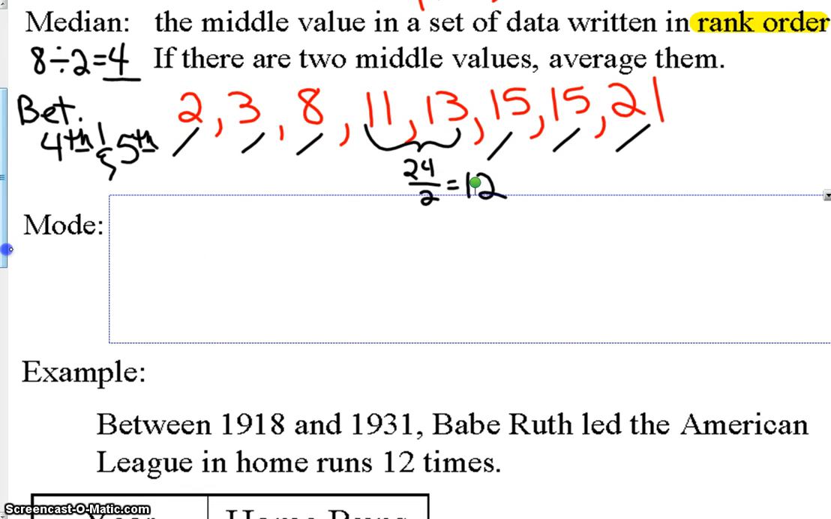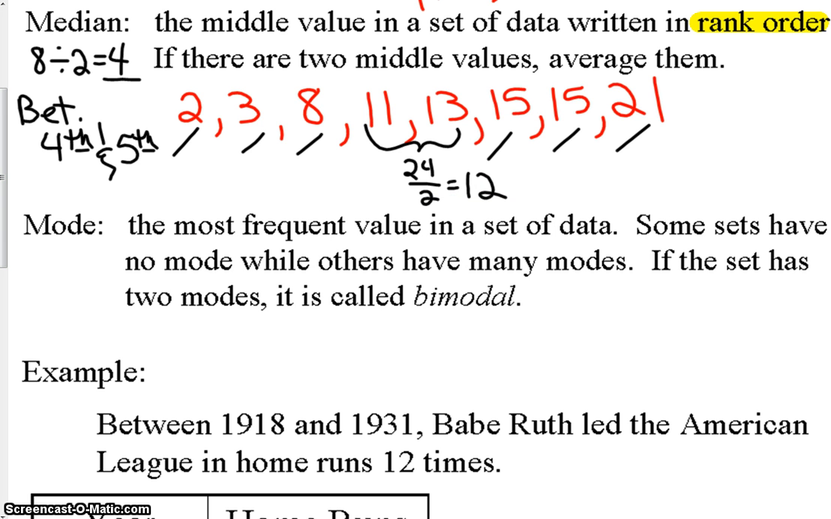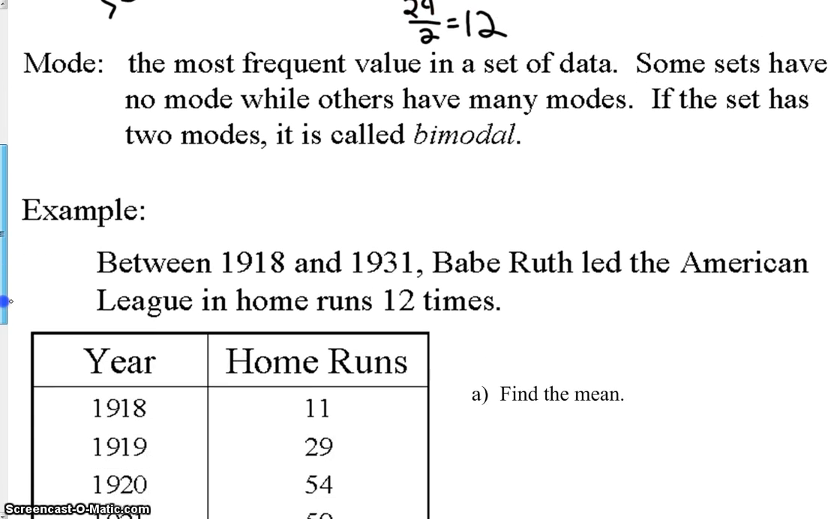The mode is simply the number that happens the most frequently. And you can have data sets that have no mode, where everything is only used once, or you can have data sets that have 2 modes, which would be bimodal, or even more than 2 modes.